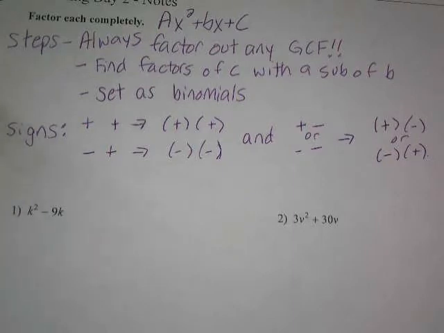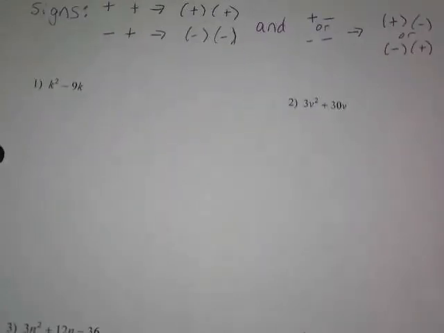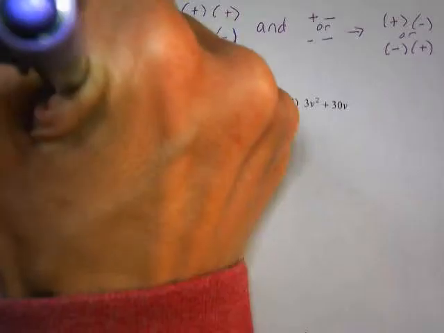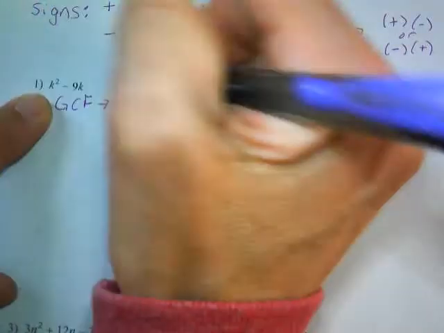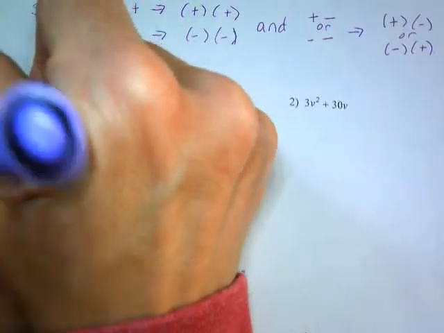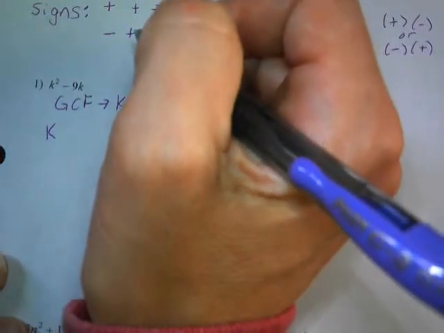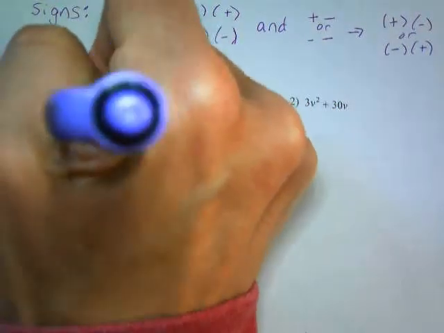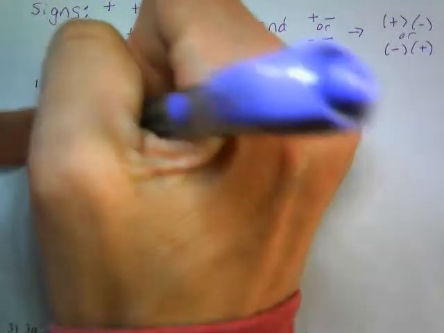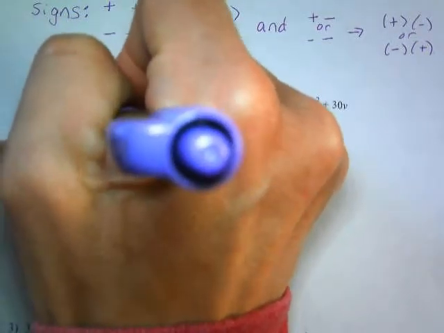Okay, so let's start jumping in. Basically, we're going to go through different situations and factor what we have. So here we have k squared minus 9k. If we have a GCF, and we do, it's k. So I'm going to factor out my k, which means we're basically going to divide everything by k. So k squared divided by k is k, and then 9k divided by k is 9.